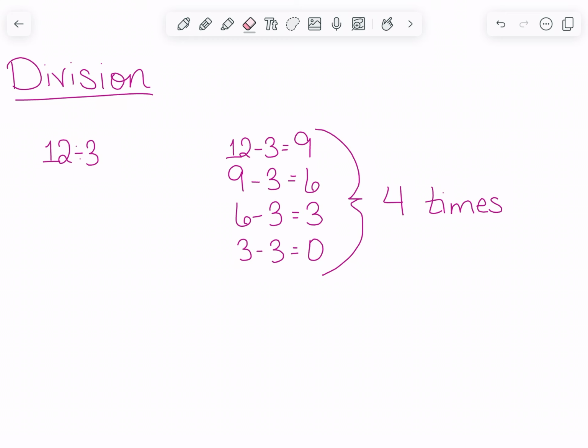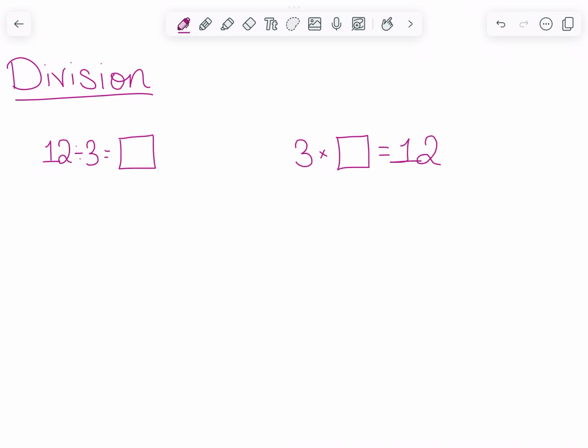We can also think of a division problem in terms of a multiplication problem. In this case, a problem such as 12 divided by 3 is equal to what can be thought of as 3 times what is equal to 12.